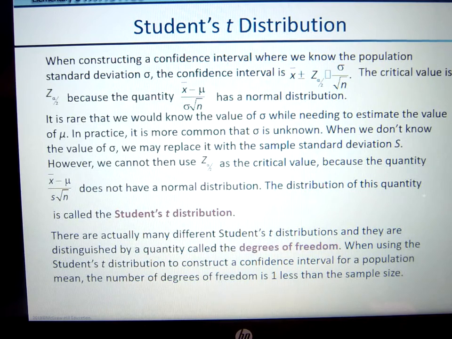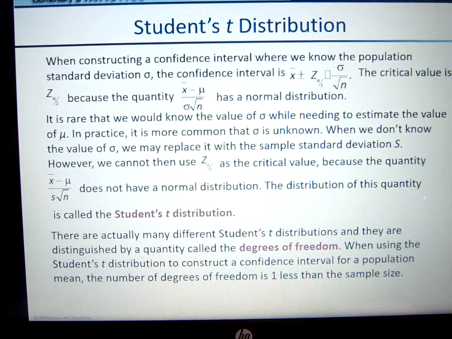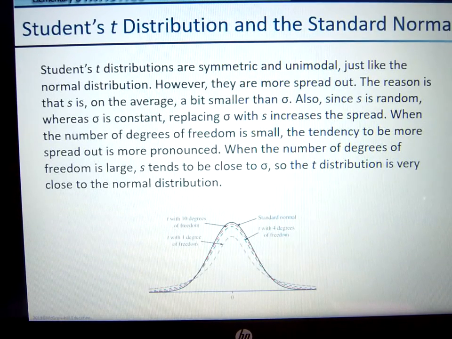There are actually many different student t-distributions, and they are distinguished by a quantity called degrees of freedom. When using the student's t-distribution, we'll construct a confidence interval for a population mean. The number of degrees of freedom is 1 less than the sample size. Student's t-distributions are symmetric and unimodal, just like the normal distribution. However, they are more spread out.